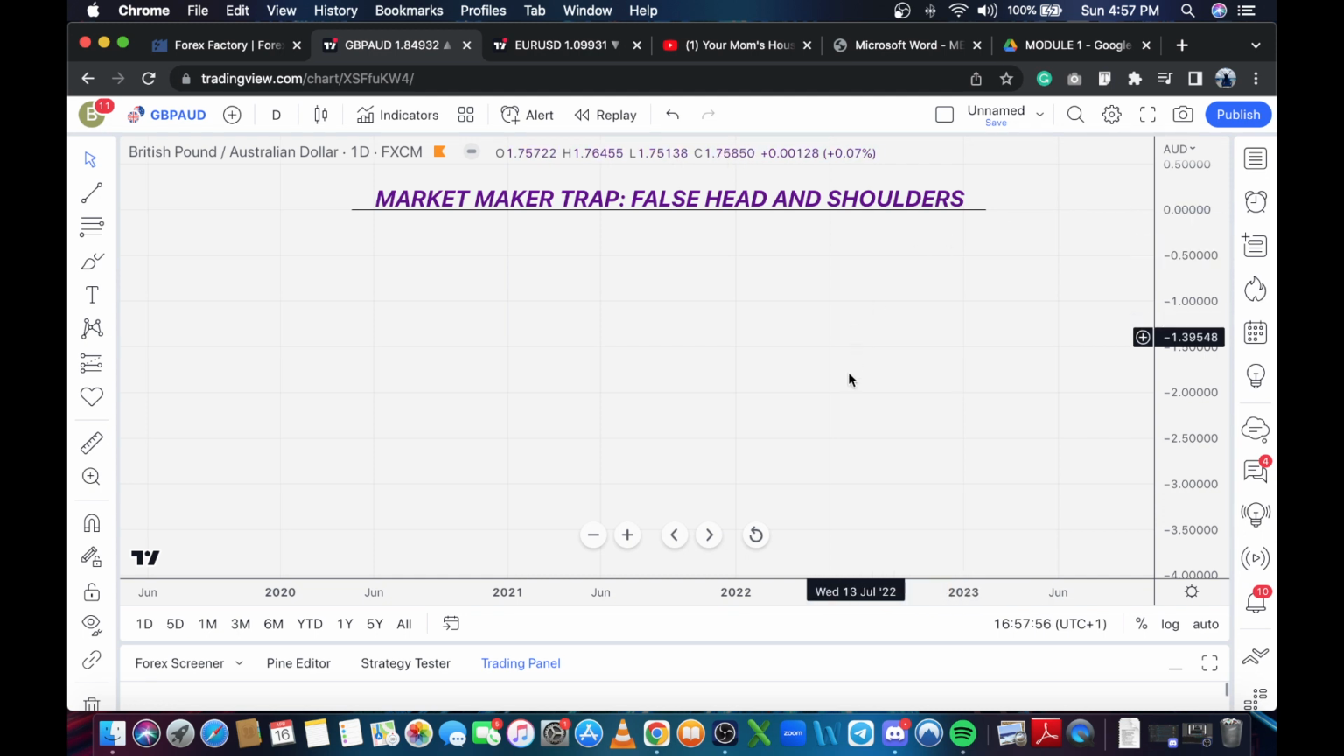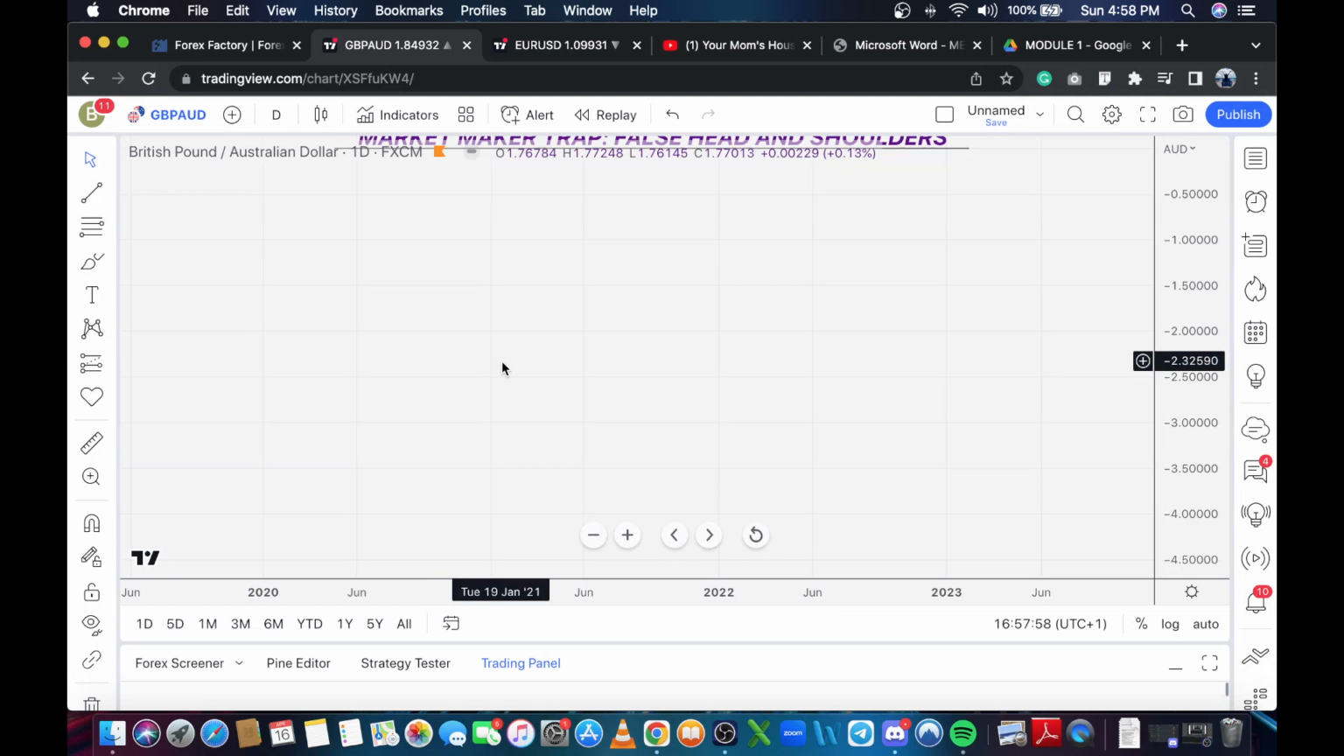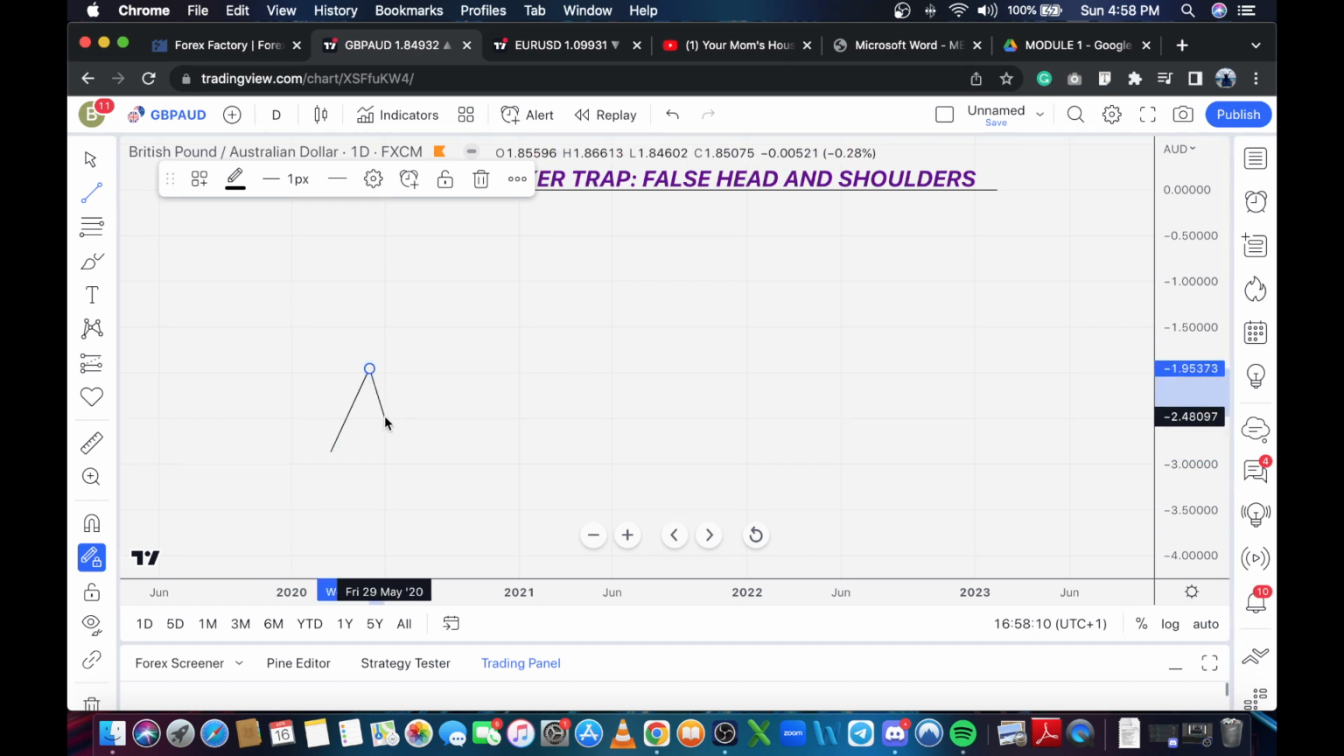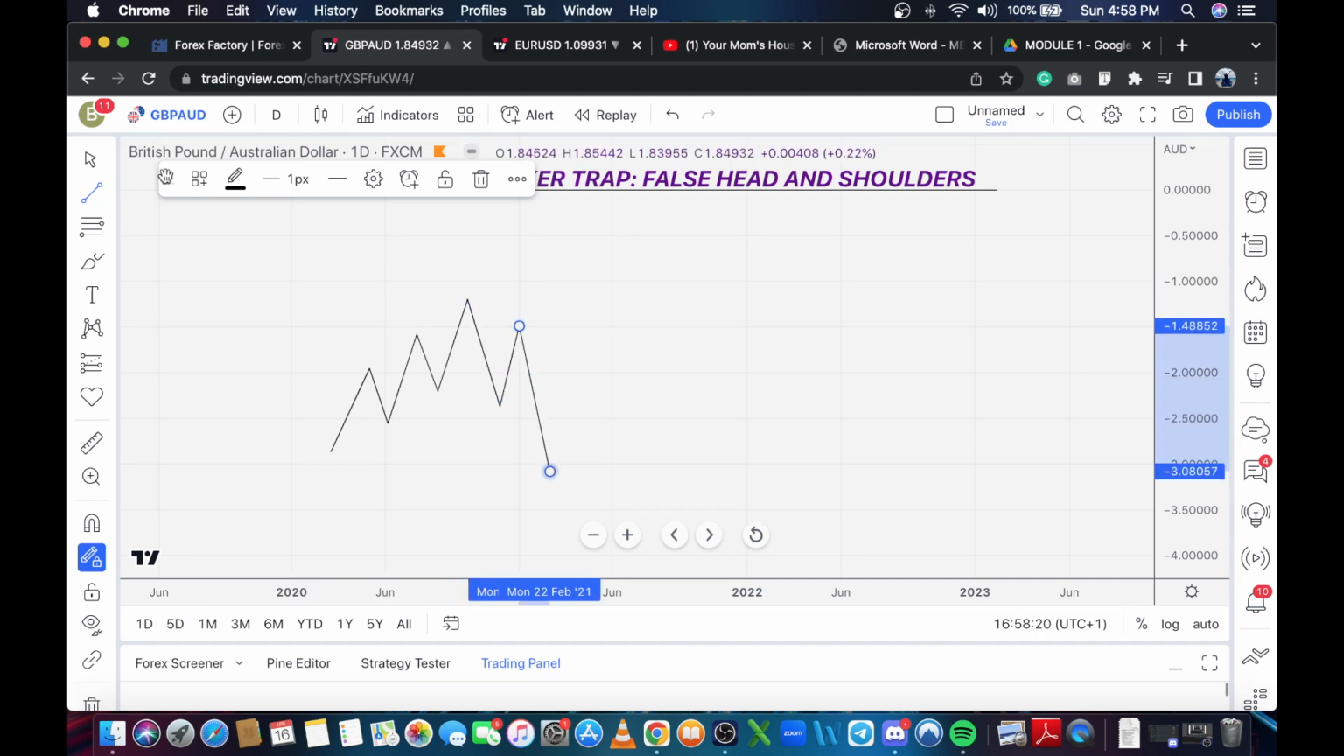Now let's discuss what a classic head and shoulders looks like. Alright, so a classic head and shoulders looks like this. Okay, so it is a reversal pattern. That's what a head and shoulders is. So we have a classic head and shoulders. When the market is going in an uptrend and you're anticipating a reversal, price will go like this and trade lower. Now they call this the neckline.